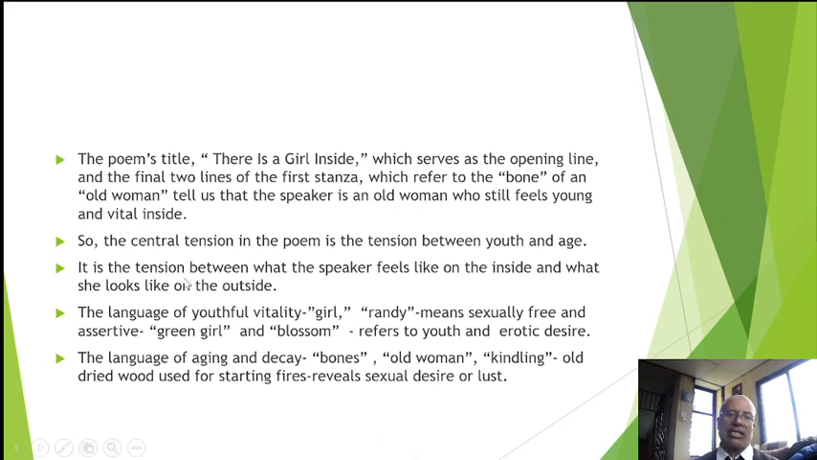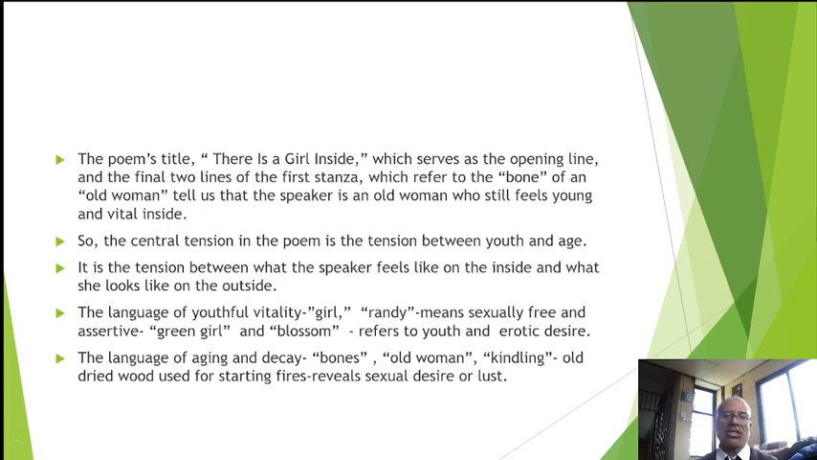The language of youthful vitality: girl is there. Randy means sexually free and assertive. Green girl and blossom refer to youth. Green girl means youth, blossom means youth, randy means youth, right? Assertive, free, and erotic desire. These words give that sort of meaning. This is the application.